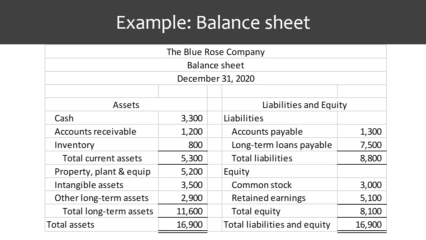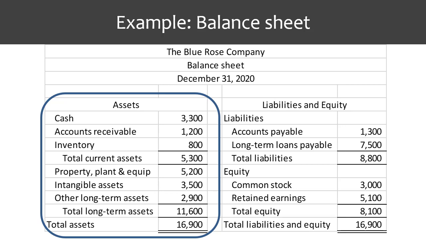Here is an example of a balance sheet. By the way, this balance sheet contains just a few of the accounts that would be on a typical balance sheet. The company name, the statement name, and the date are always at the top of the statement. A balance sheet is always as of one date. It is a snapshot of that day's ending balances.